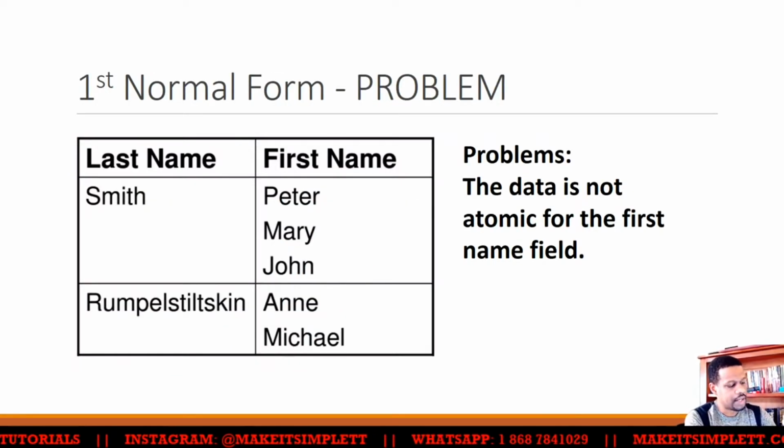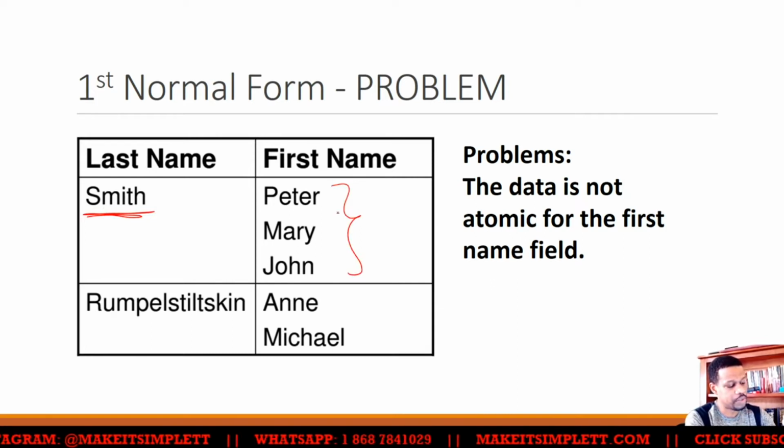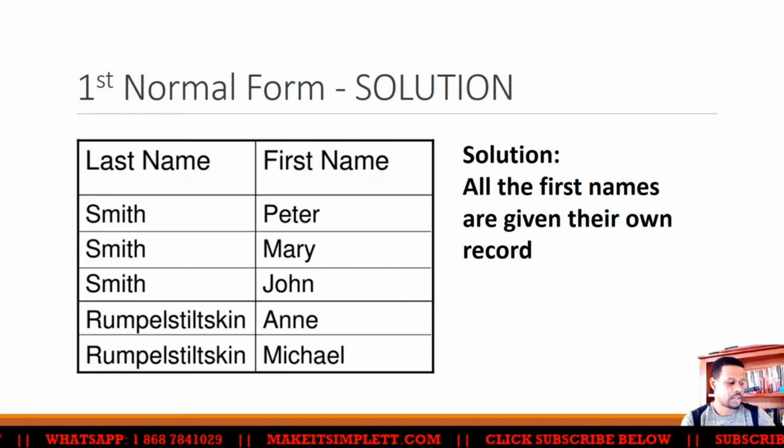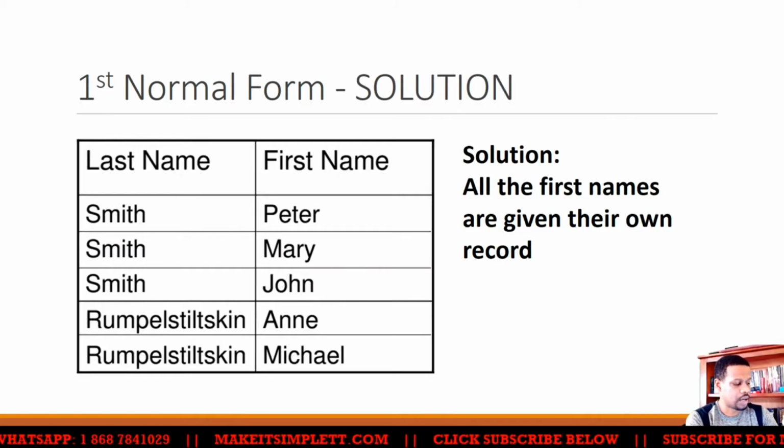The problem here is that somebody may have a last name as Smith, but then everybody's last name is Smith. Peter, Mary, and John have a last name as Smith. So you'll never be able to find information about Peter, Mary, or John because all of them are one piece of data. So they're not going to make any sense. So you're going to have to put these names into their own field.